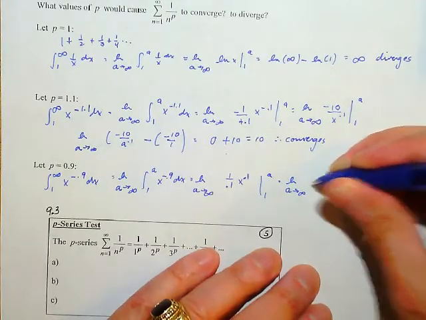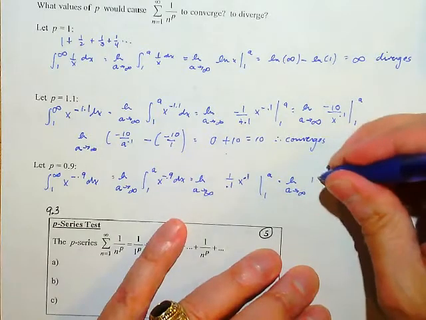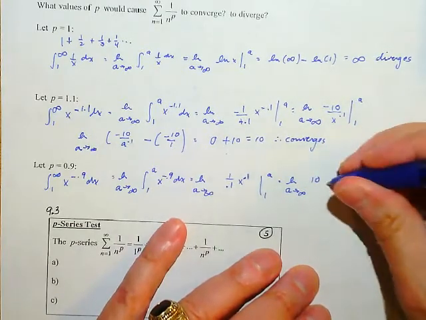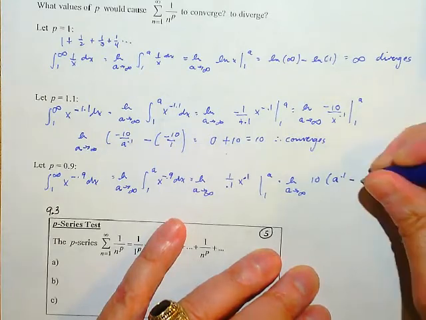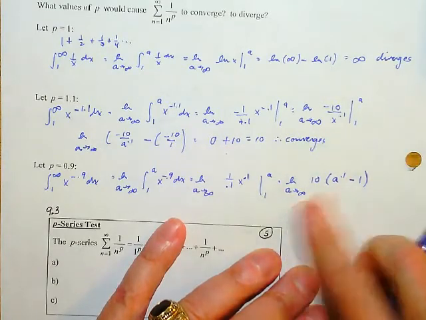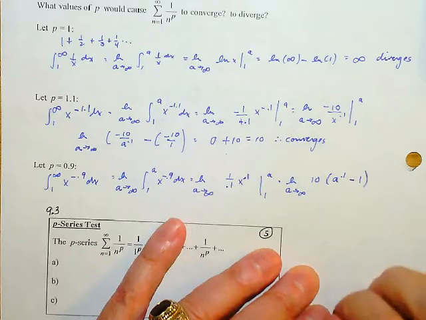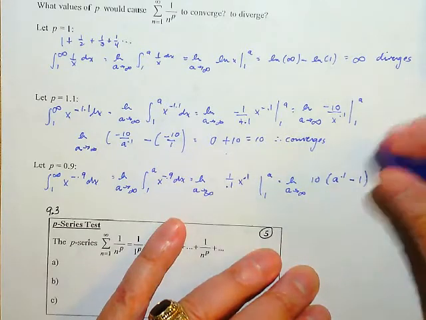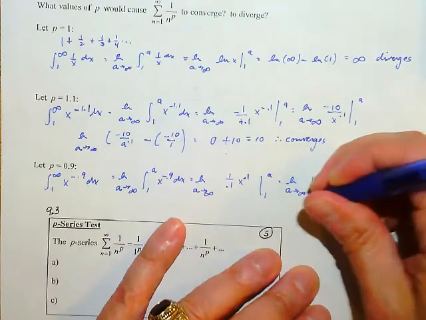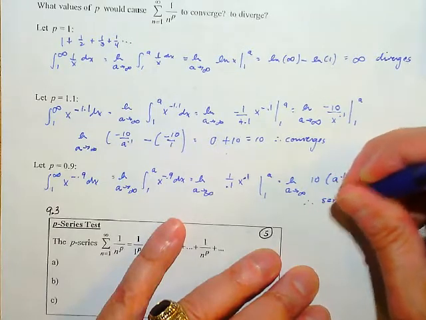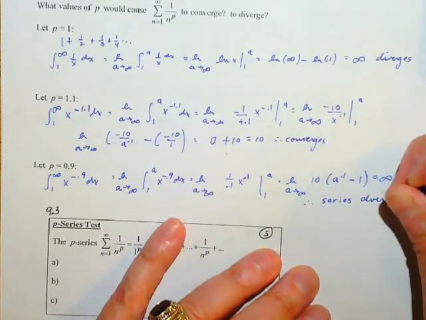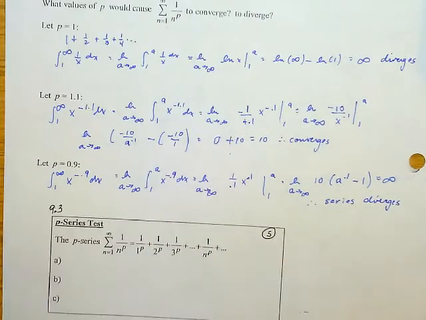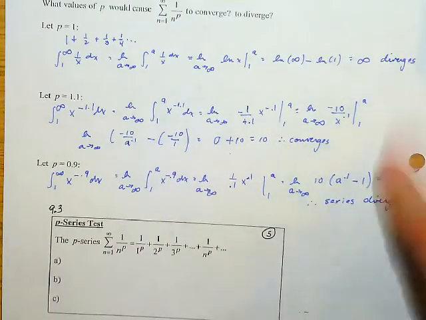Well, 1 over that is going to be 10, right? 1 over 0.1 is going to be 10. A to the 0.1 minus 1. So a to the 0.1 is going to be infinity minus 1. That's going to diverge. Therefore, the series is going to diverge using the integral test.